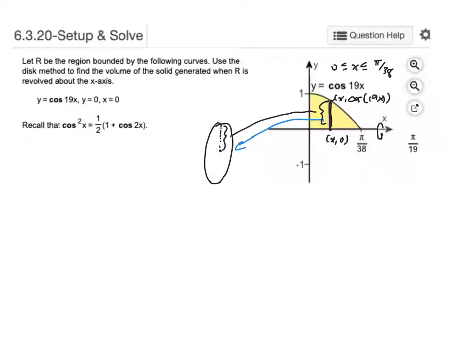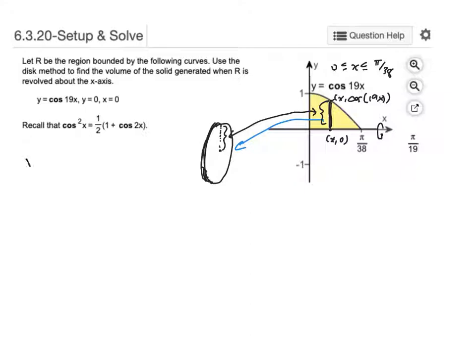So the radius of the disk is the length of the stick. And this really is a slice. It has a little bit of thickness to it here. The thickness is coming from the thickness of the original slice. So it is a disk.